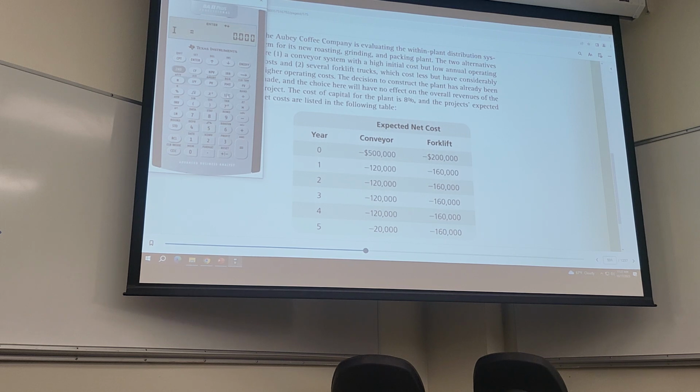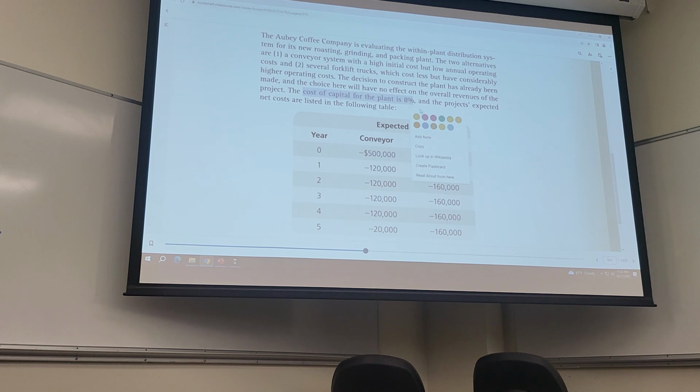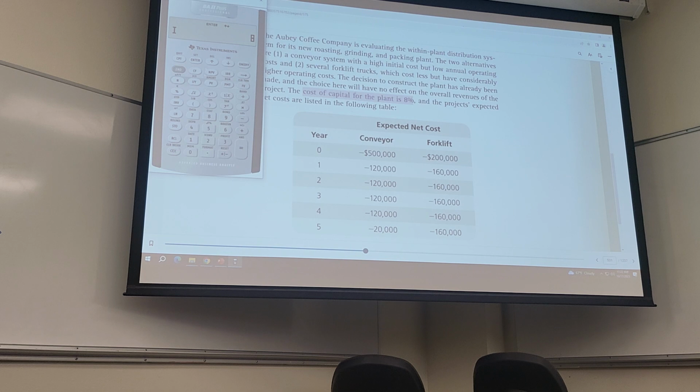Let's get the NPV. So it says up here my cost of capital is 8%. All right, so cost of capital right here, 8%. So let's go to NPV, let's do 8%, and let's see what we get. Compute. All the cash flows today and all future years are negative, so NPV is going to be negative. So for the conveyor, we have an NPV of minus 911,000, okay?